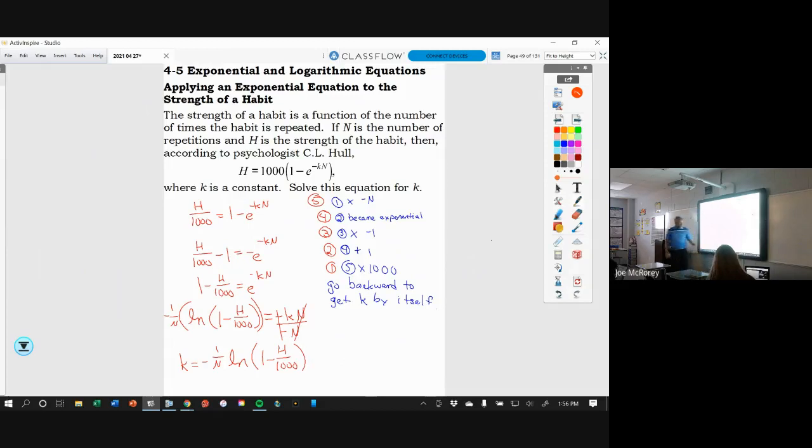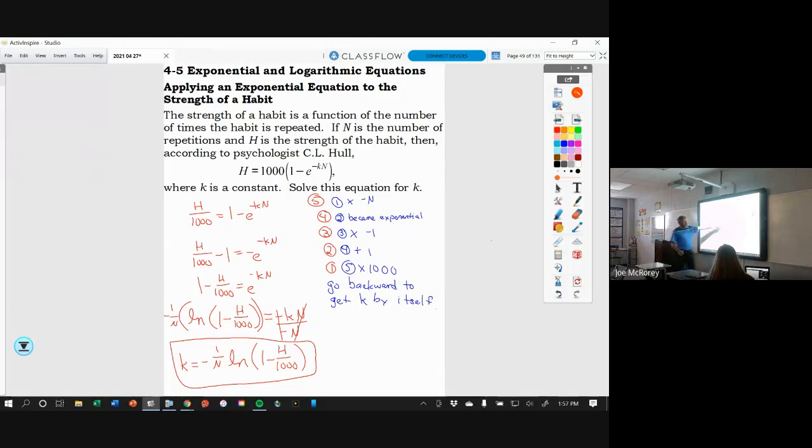Now, if you had written that as negative natural log of 1 minus h over 1,000, all divided by n, that would be fine too. It's just ugly having fractions within fractions. Okay, that's what k is. That's what it said to do, right? It said get k by itself.